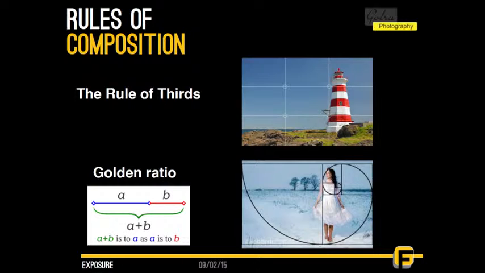Whatever the important part of your image is, you have to keep it in this area or this area. You have to put it in the thirds area. If your subject is on the left, put it here. If it is on the right, put it here.